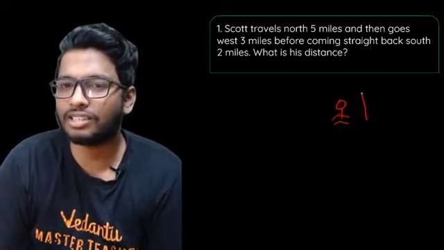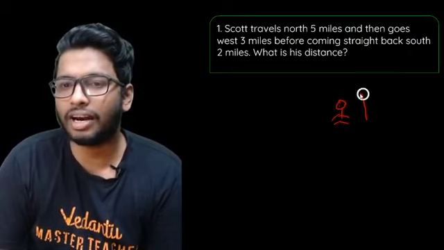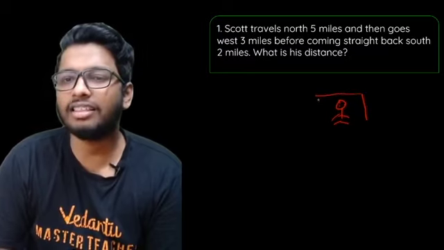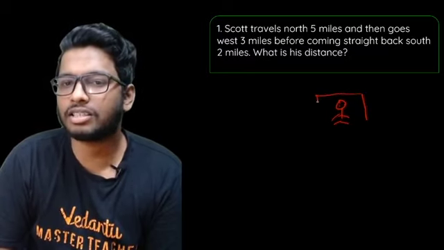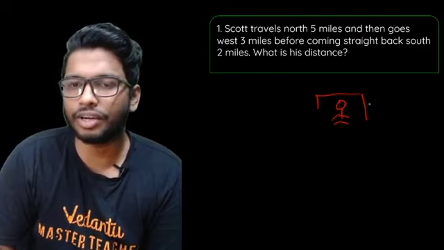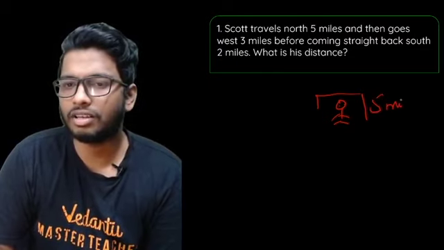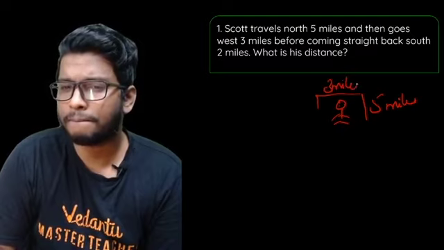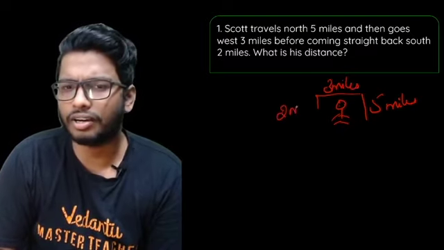So he goes 5 miles north. Then he goes west 3 miles. And then he goes 2 miles south. So I'm just gonna write down the values over here. So 5 miles over here, 3 miles over here, and 2 miles over here as well.